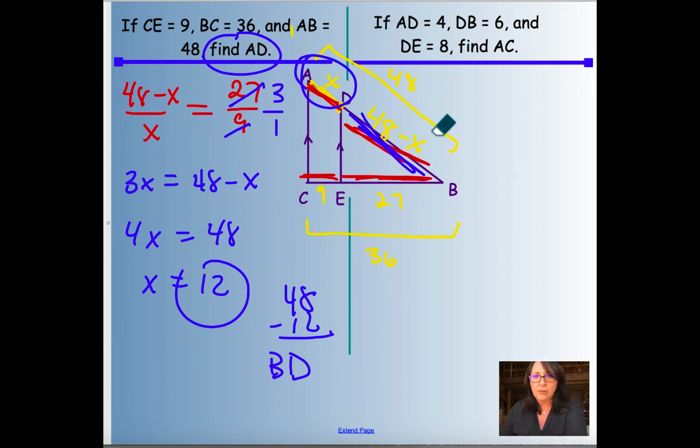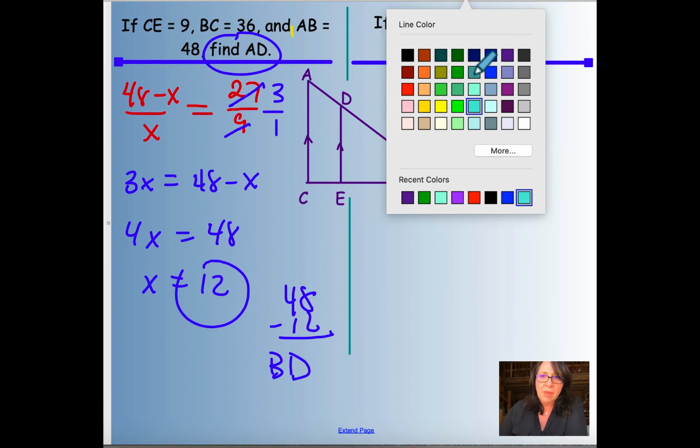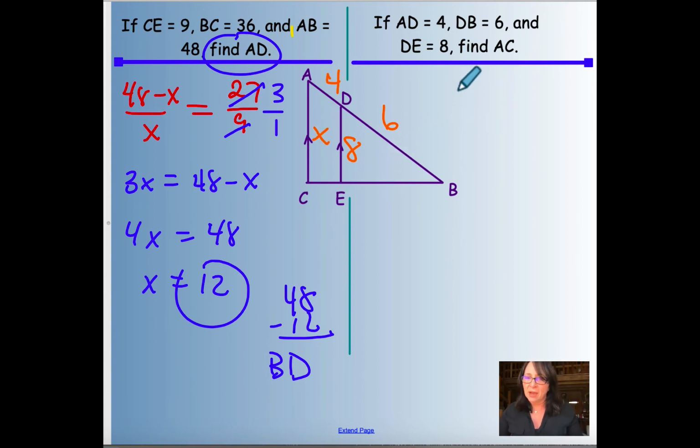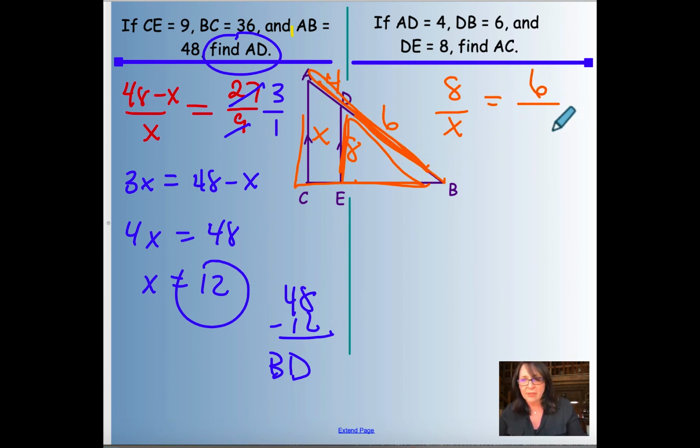To do the second part over here, I have to erase this. And so to do this second part, I'm going to put new values in, and maybe use a different color if I can. And so AD is 4, so there's 4. DB is 6, DE is 8, and I want to find AC. So this is similar to the problem that we did previously on a different page. And I went, the 8 is to X, so the small triangle is to the large base, so the 8 is to X, as, and then I would say 6 is to the large length, which is 10.